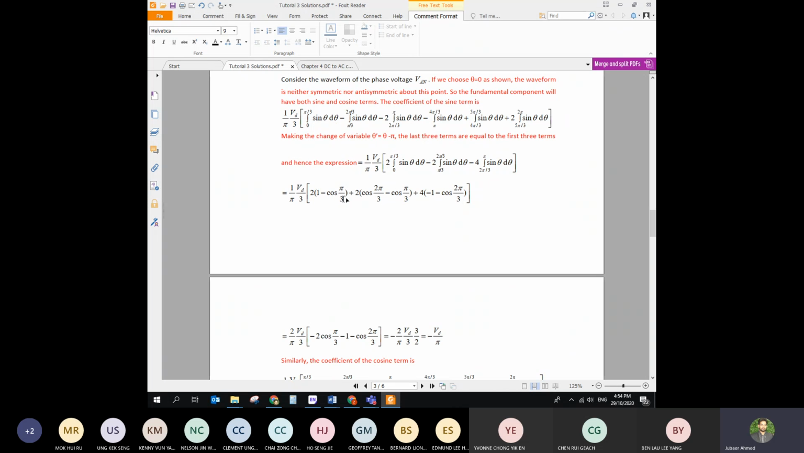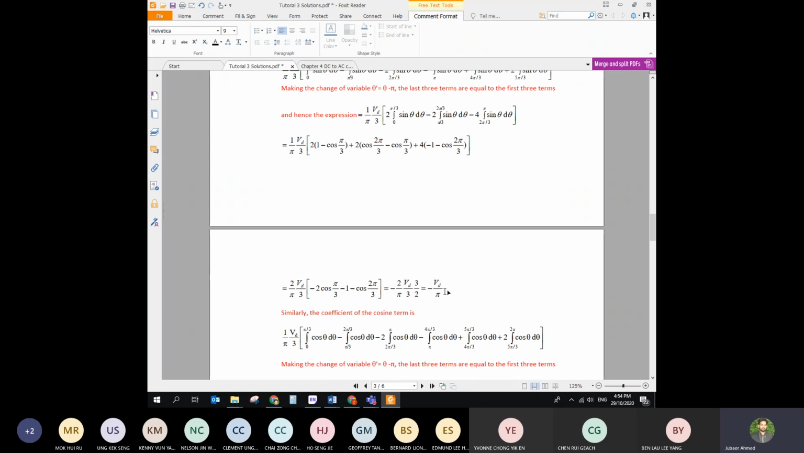Then cos pi by 3, that means cos 60 degree. Cos 60 degree is equal to half. 2 pi by 3 is 120 degrees, negative half. So all these values you put here. Minus half is a negative 1. 2 pi by 3 again, pi by 3 is negative half here, minus half, plus half is negative half. So all the values you put, finally you can get this final expression, which is negative VD by pi.